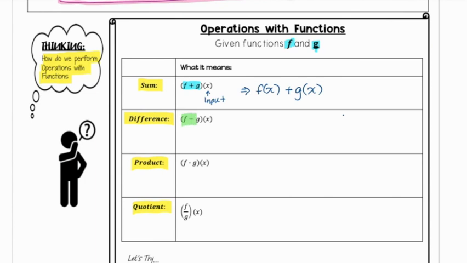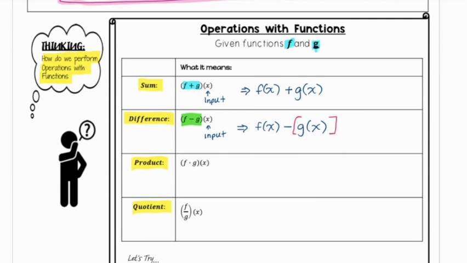So we have our f minus g of x. In this case, what they're telling us to do is, again, I have my input x. We are going to start with my f function, input that given input, and subtract the g function given that input. Be very careful with subtraction. I'm going to add brackets in here because we're subtracting the entire thing. So that I have to be very careful with.